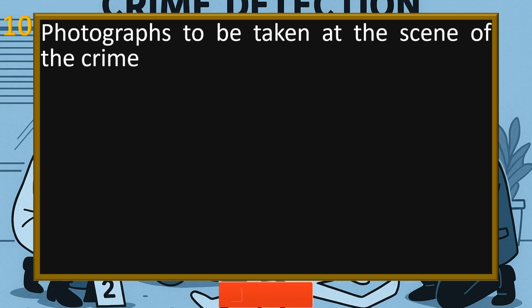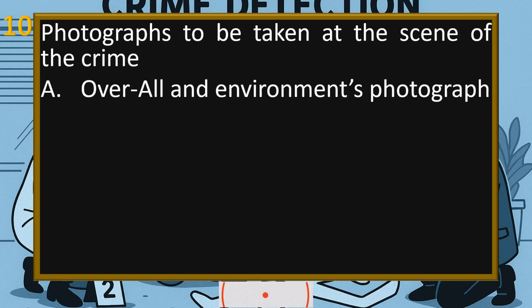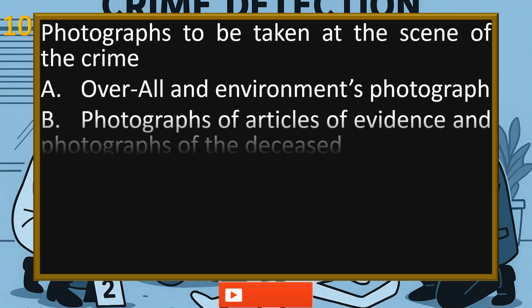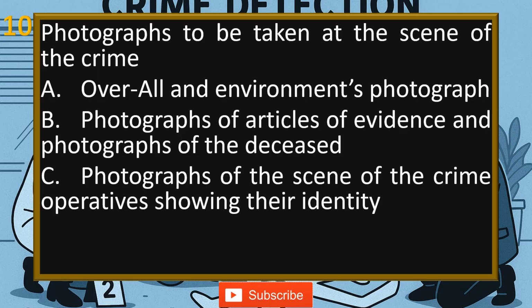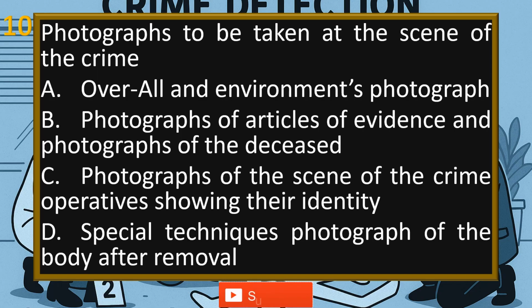Photographs to be taken at the scene of the crime. A. Overall and environs photographs. B. Photographs of articles of evidence and photographs of the deceased. C. Photographs of the scene of the crime operatives showing their identity. D. Special techniques photograph of the body after removal.